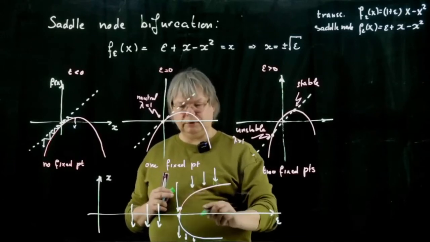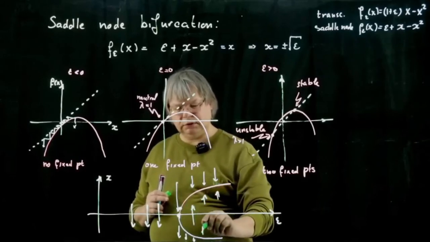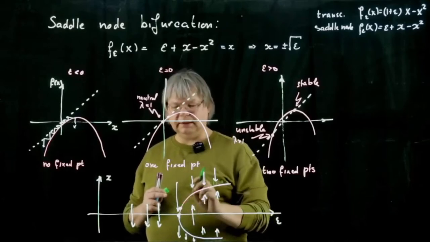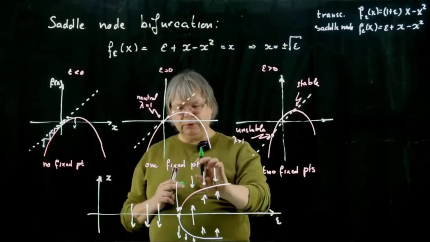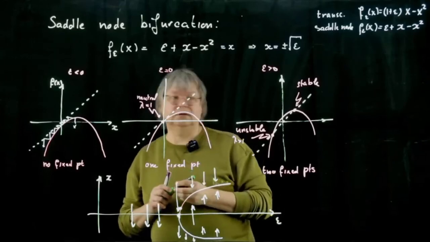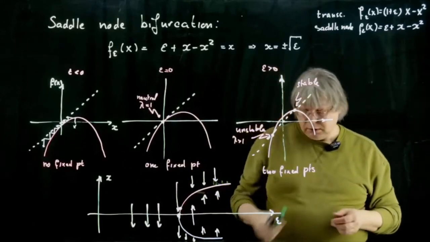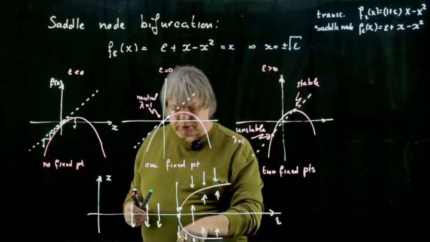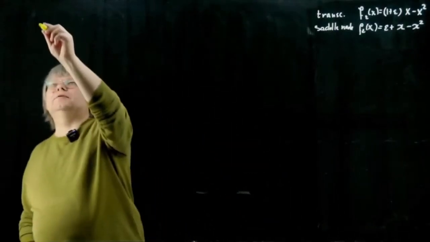Now, between these curves, the arrows change. And you get this picture. And then you see that from the blue line, indeed, the movement is away. So this is unstable. And in the red line, the movement is towards it. So that is stable. So that is the second bifurcation. So we're going to the next one, which is called the pitchfork. Next bifurcation is the pitchfork.